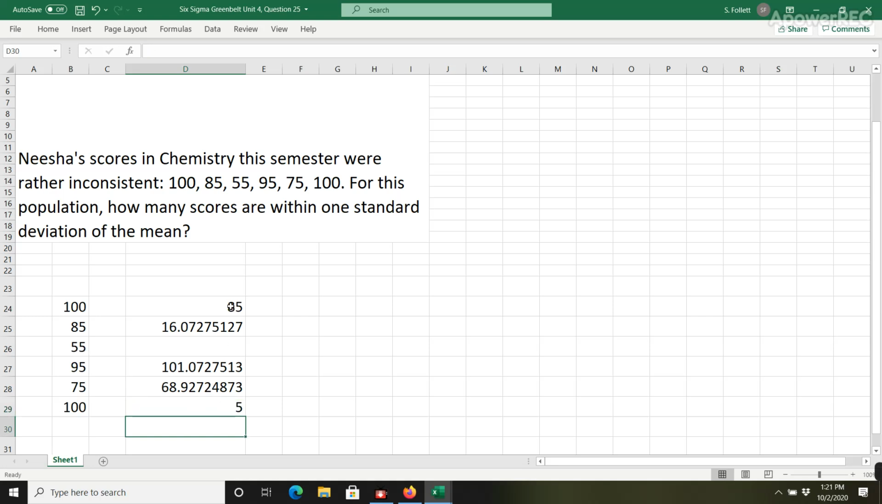So we had to figure out the mean, figure out the standard deviation, add the standard deviation to the mean, subtract the standard deviation from the mean, and I got a range of numbers I'm looking for. Count up all the scores in between those two numbers. I got 5.